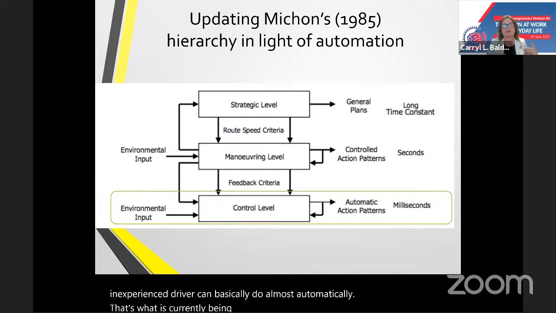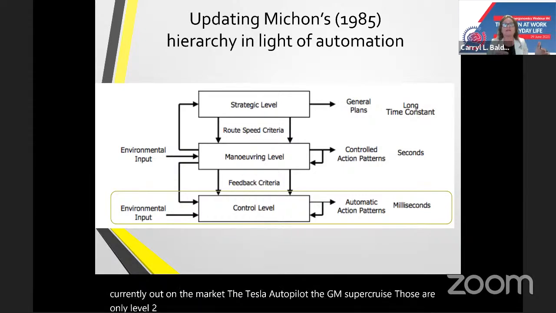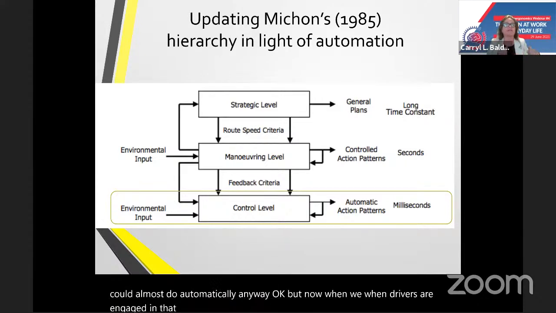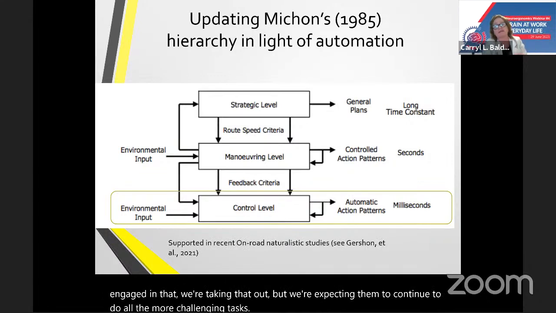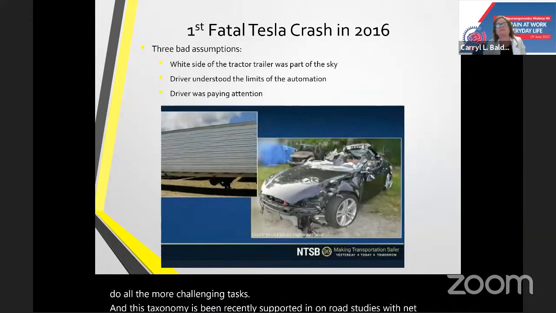So level 2 automation, which is currently out on the market, the Tesla Autopilot, the GM Super Cruise, those are only level 2 automation, and all they can do are the things that humans already could almost do automatically anyway. Okay, but now when drivers are engaged in that, we're taking that out, but we're expecting them to continue to do all the more challenging tasks. And this taxonomy has been recently supported in on-road naturalistic studies.